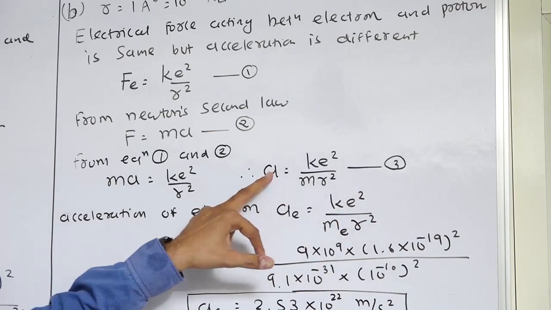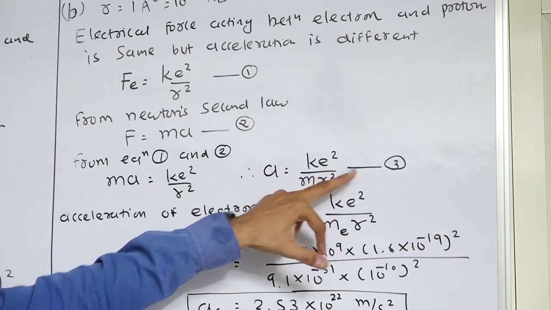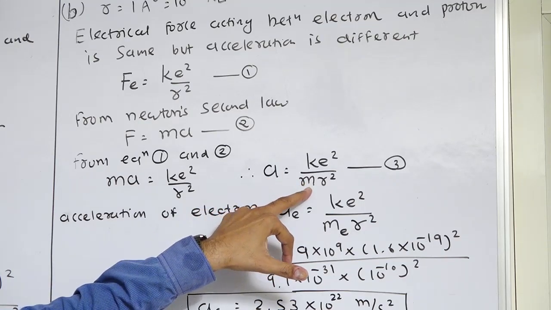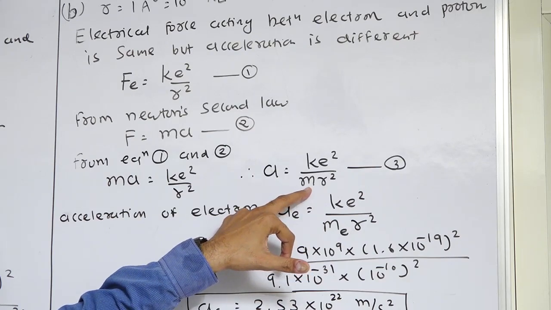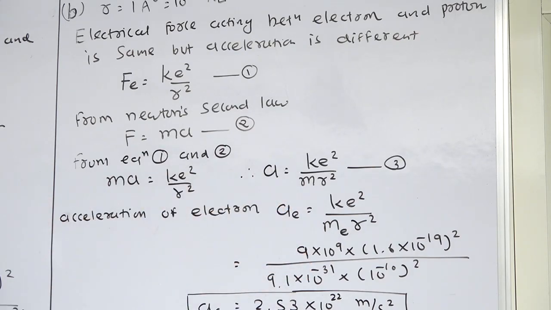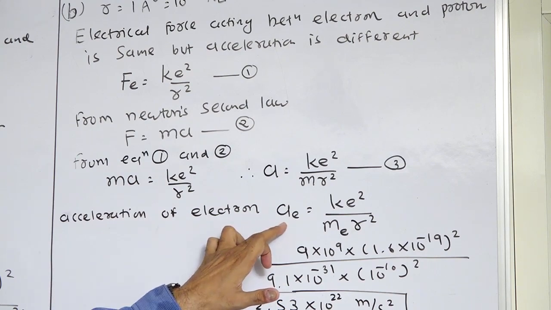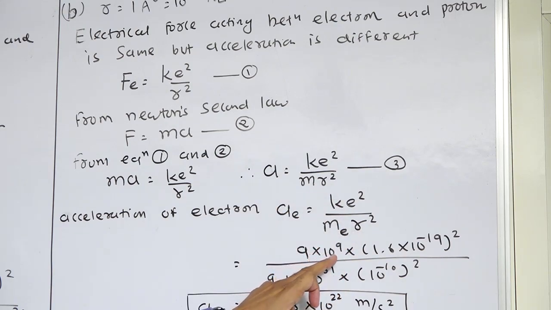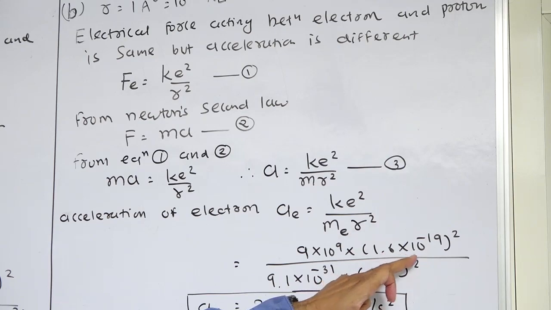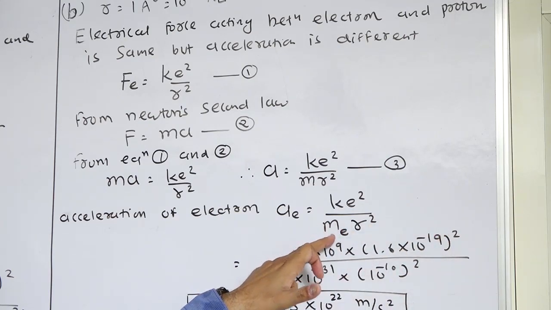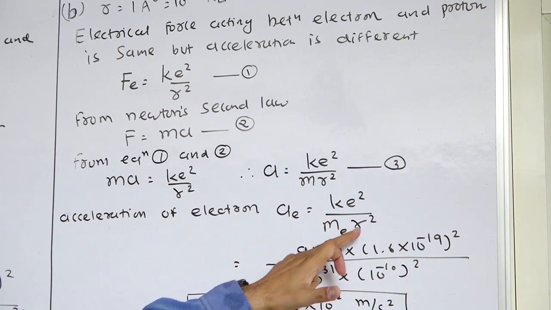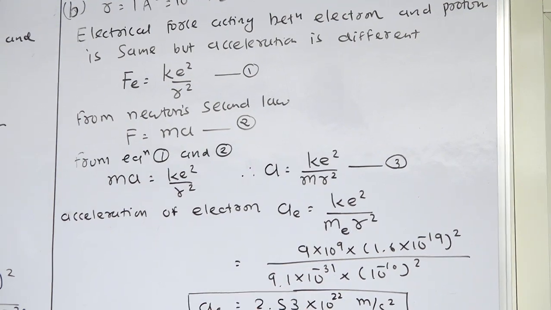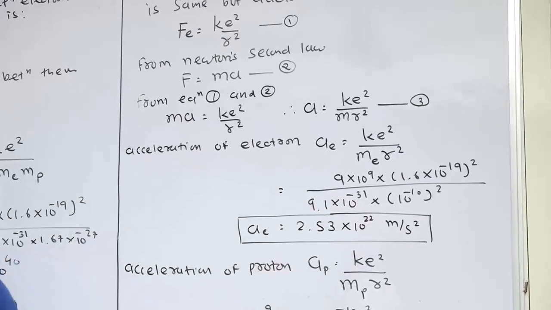Through this equation we can calculate the acceleration of the electron, and through the same equation we can calculate the acceleration of the proton. What change takes place? First m is replaced by the mass of electron, and second time by the mass of proton. Simple. Therefore acceleration of the electron a is equal to K e square by mass of electron into r square, where K is equal to 9 into 10 to the 9, e is equal to 1.6 into 10 to the minus 19, whole square, mass of electron is equal to 9.1 into 10 to the minus 31, and distance r is equal to 10 to the minus 10, whole square. So the answer will be 2.53 into 10 to the 22 meter per second square.